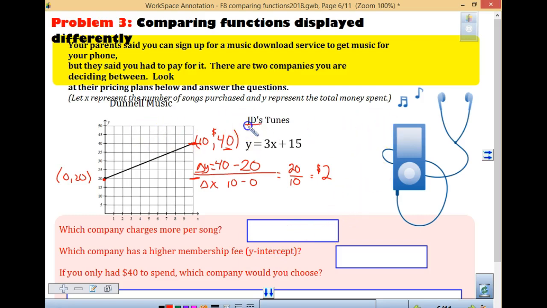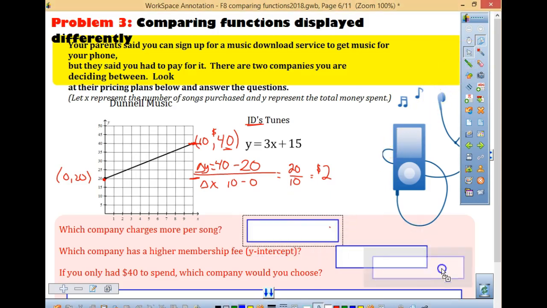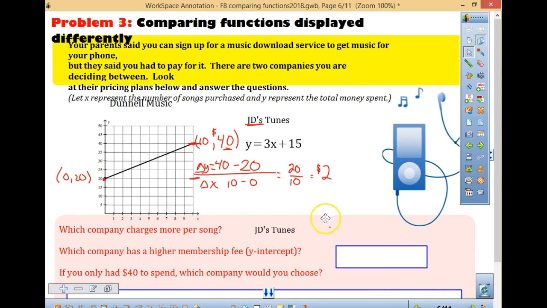So which company is charging more per song, Danelle's or JD's? JD's. So if we are looking at that, which one is charging more per song? We should have JD's. JD's is charging $3 a song, right? Versus Danelle's, which was $2 per song.